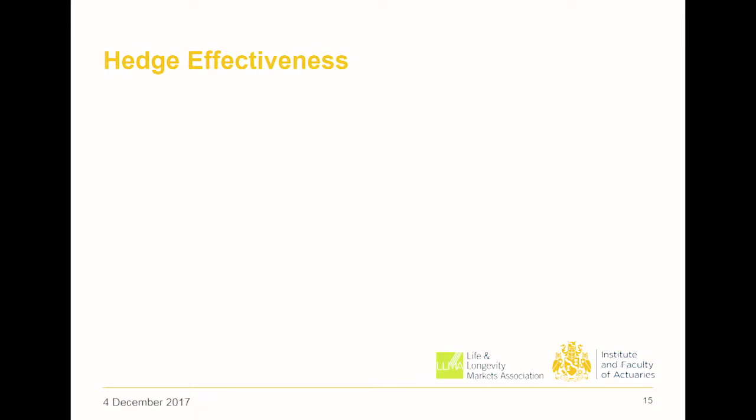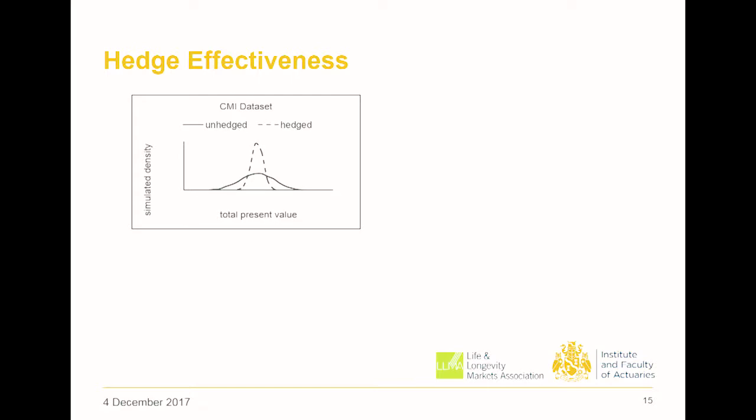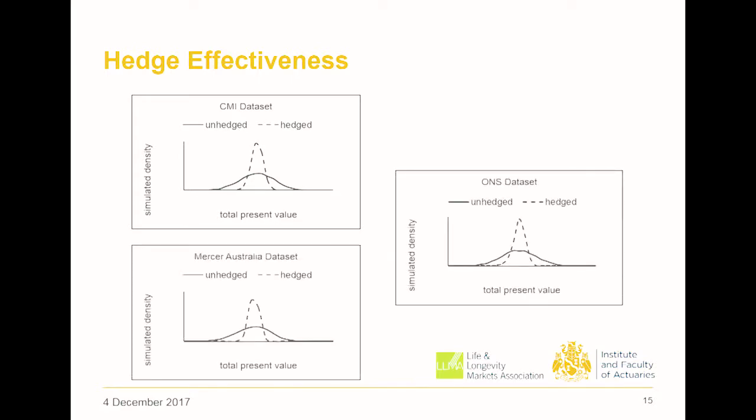Using an appropriate model which allows for longevity basis risk, we can measure the effectiveness of an index-based longevity hedge. Here, we show the simulated distributions of the pension liability using some CMI, ONS, and Mercer Australia data sets before and after taking the hedge. It is very clear that the hedge significantly reduces the simulated variability of the pension liability. In particular, the right tail is very much reduced. And this tail may be of much concern in practice and may indicate certain opportunities for capital savings.